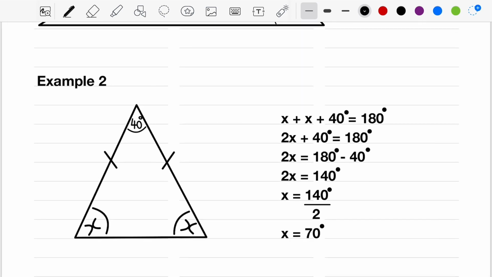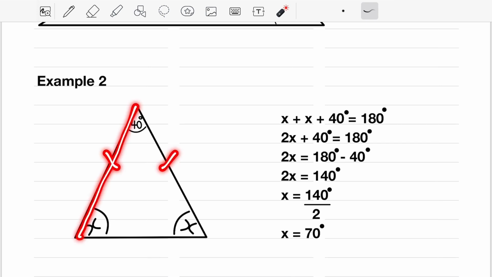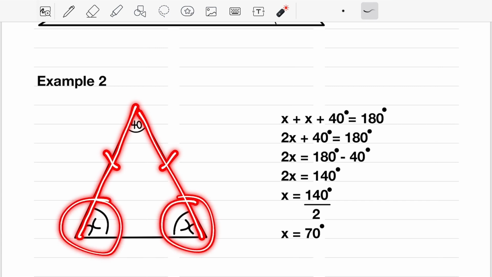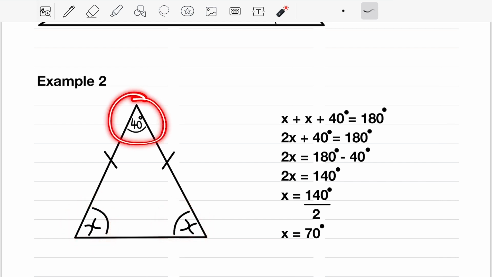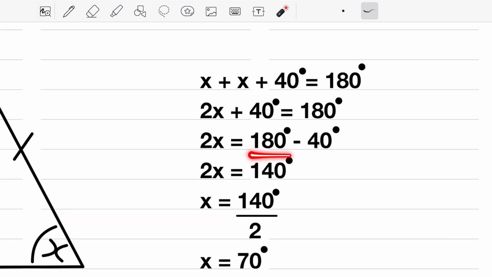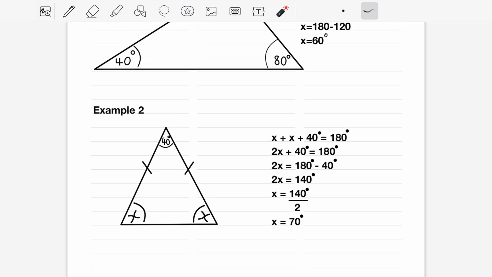Next, we have another question. These dashes on the sides indicate that the length of these two sides are equal, and therefore the corresponding angles are also equal. So these two angles are equal. So if we take 40 away from 180, we will get 140, which is the remaining angles. So the two angles are equal to 140. If we divide 140 by 2, we will get 70 degrees.